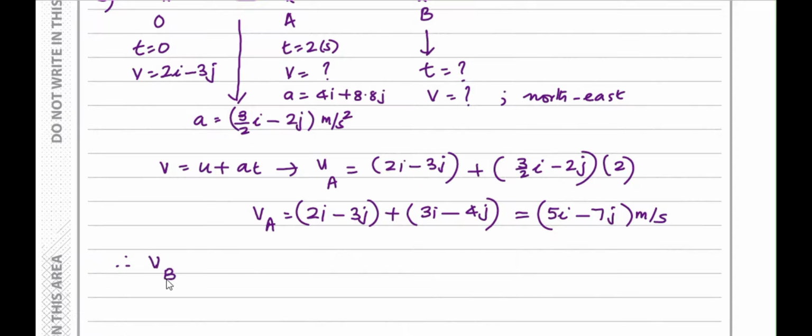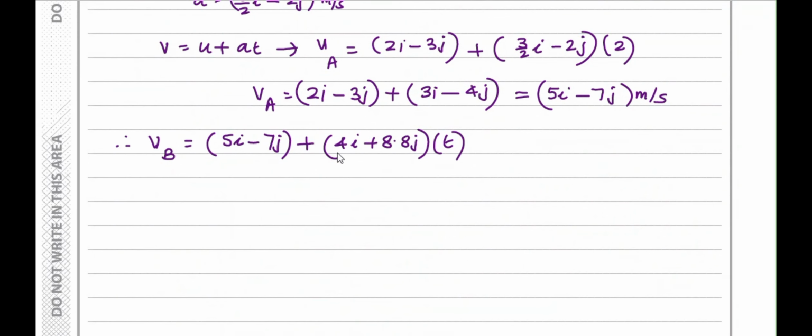Therefore, the velocity at B is equal to, again, u plus at: 5i minus 7j plus the new acceleration, 4i plus 8.8j, times t. Adding all the i components and the j components, we get (5 plus 4t)i plus (minus 7 plus 8.8t)j.